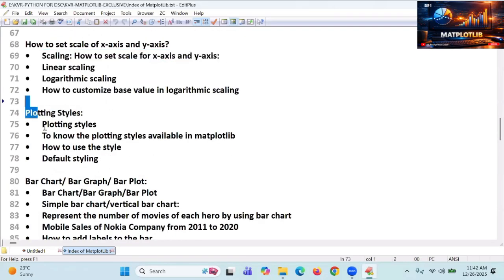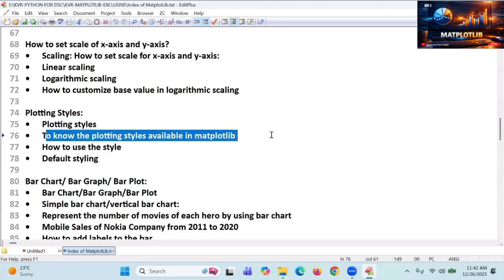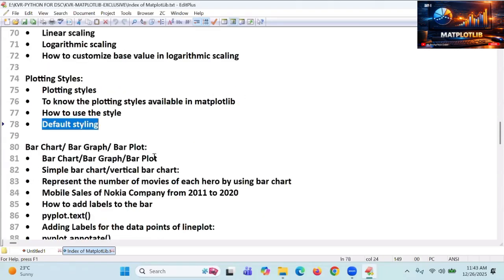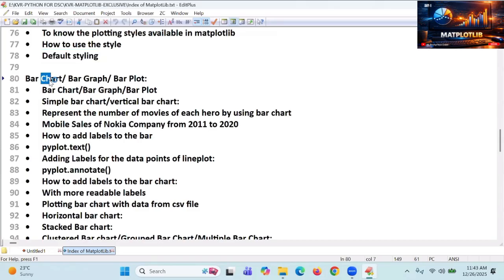Plotting styles. What are the different types of plotting styles? Which plots are available in Matplotlib? How to use the style of the plot? Default styling is what we will go for. Next, the bar chart, or bar graph, bar plot.